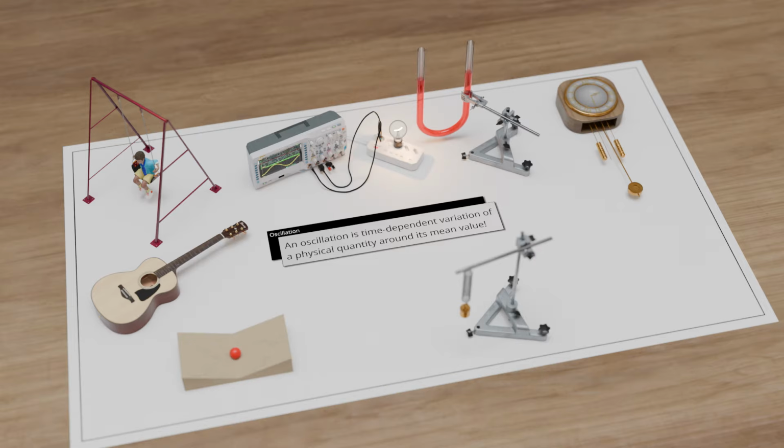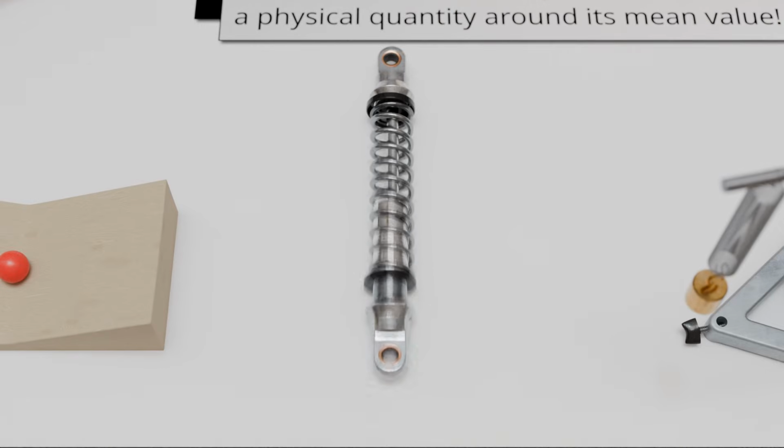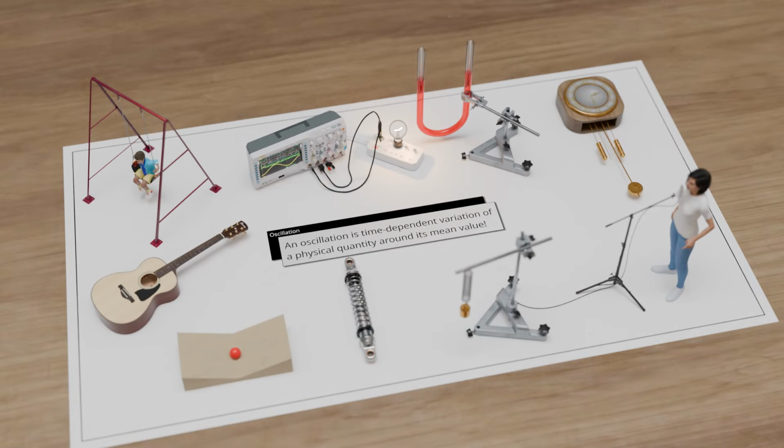All the examples mentioned share one thing. The oscillations repeat in the same way at regular time intervals. These are called periodic oscillations. There are also non-periodic oscillations. These occur irregularly. An example is the vibration of our vocal cords. They move at different time intervals depending on the words we speak. The oscillation of a shock absorber is usually irregular too. That makes it non-periodic. Thus, oscillations can be divided into two groups, periodic and non-periodic oscillations.